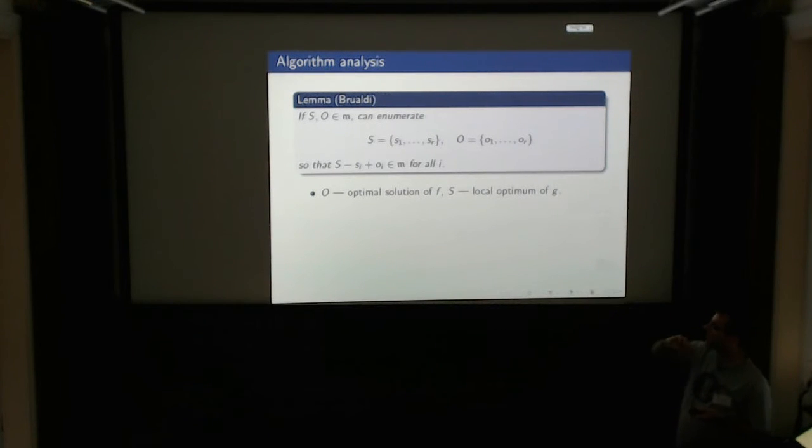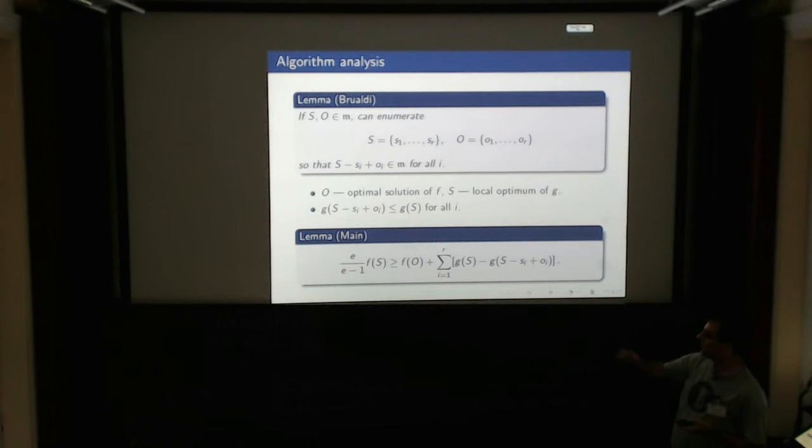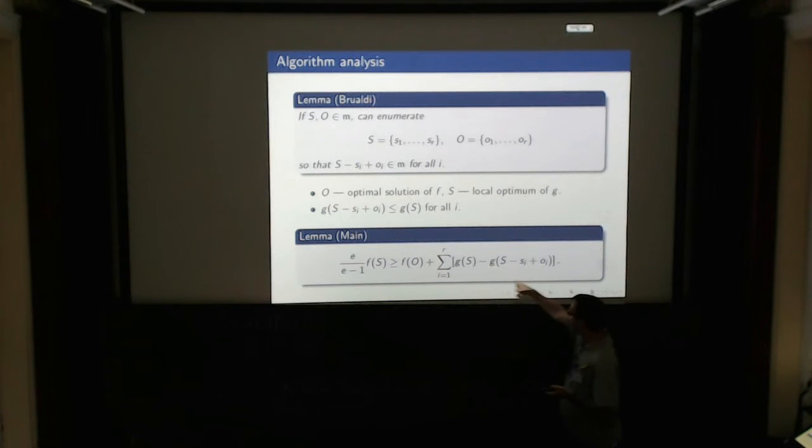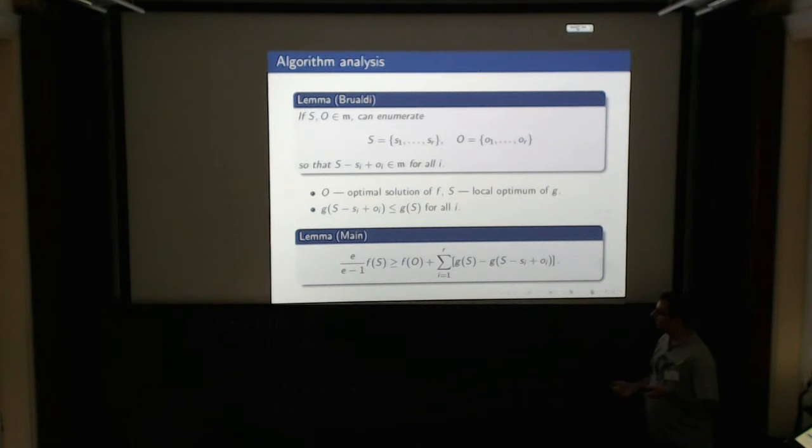Yeah, so we let O be some optimal solution, and S be some local optimum. So what's a local optimum? It's a set that you can't improve by switching one element with another. That's a local optimum of g. So now what do we know? We know in particular that if you try to replace Si with Oi, then this doesn't improve the value of the function g. Okay, that's what you know. And now you have this main lemma, which is this calculation. So first, if you do have this lemma, then this part here is going to be non-negative. And you get that f of S is at least 1 minus 1 over e times f of O. So e over e minus 1 is the reciprocal of 1 minus 1 over e.